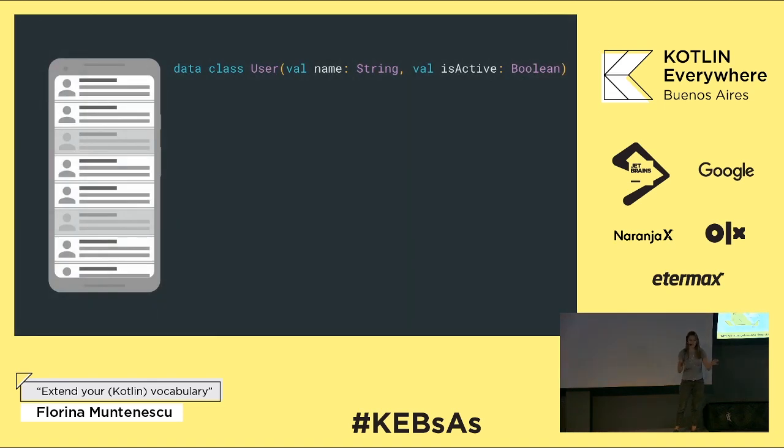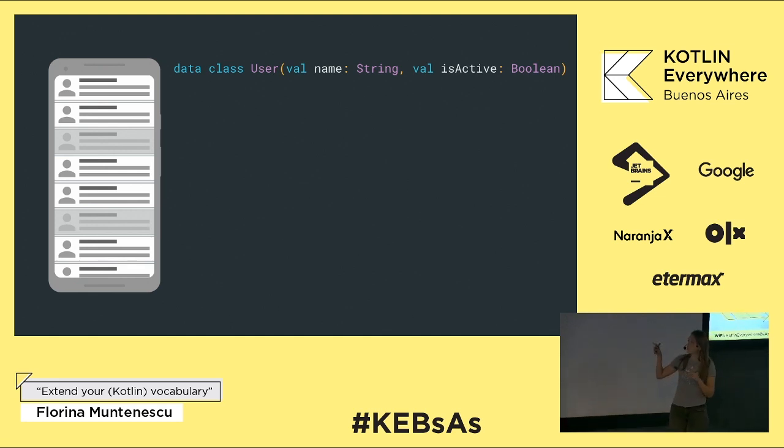OK. So for the people that are not Android developers, I will use a few examples that are related to Android, but I'm sure you'll be able to find analogies with whatever you're doing. So let's say that we need to display a list of users. So to represent a user, we have a data class that has a name and a Boolean that says whether the user is active or not.